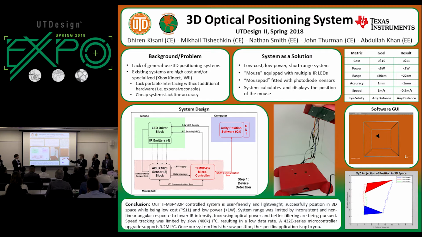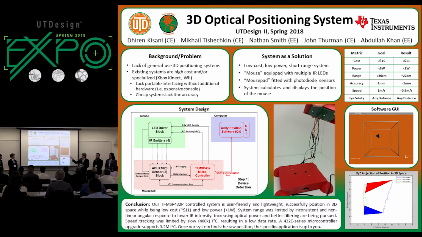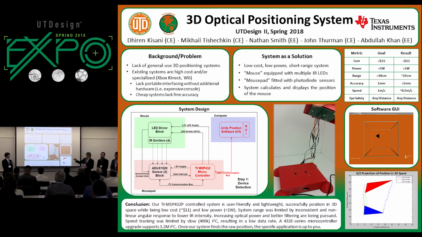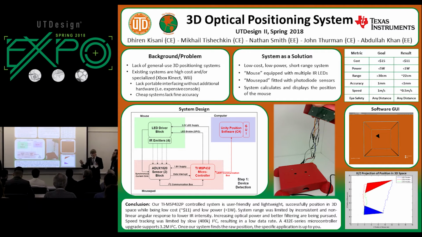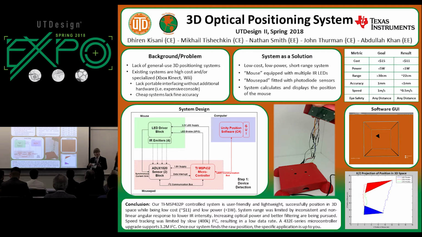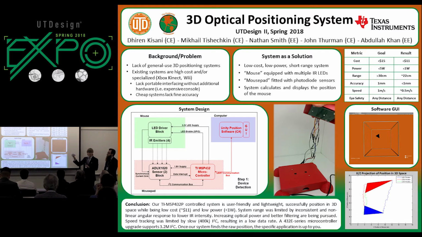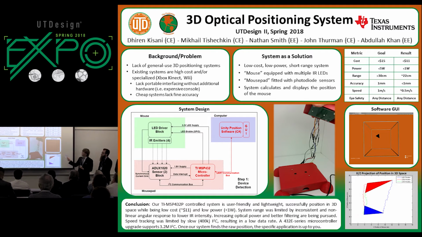And so, as you can see in our middle, we have our prototype, which consists of a PCB with 4 IR emitters that are aimed at a base pad which contains 2 photodiode-based sensors. These sensors measure the angle of incident light and use that to calculate the position of the 4 LEDs, which is then displayed by a GUI.